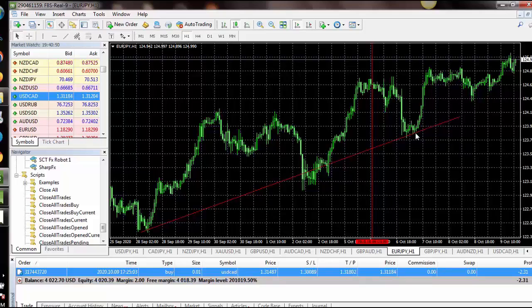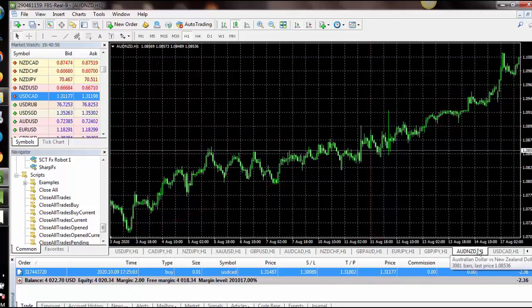So anytime you see it touching this area, you should be looking at how you are going to buy, because the market is trending upward. The same thing happens here. The market is trending upward.